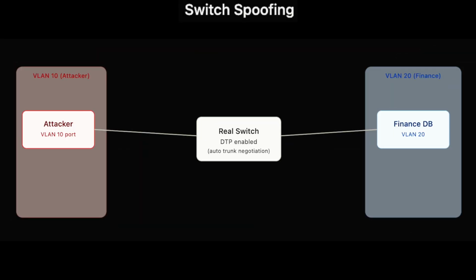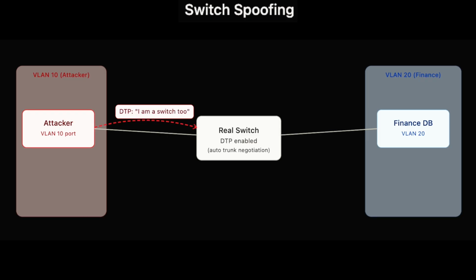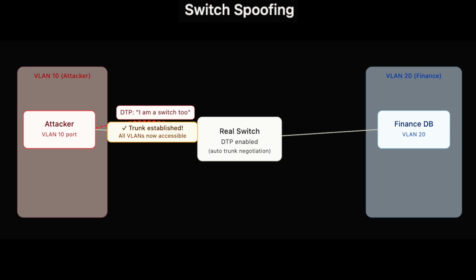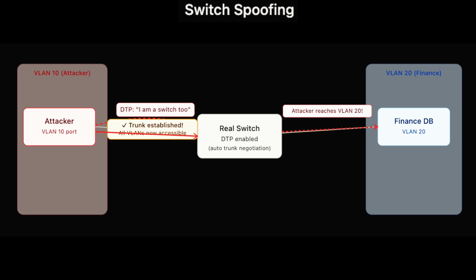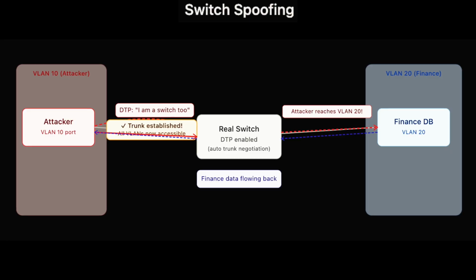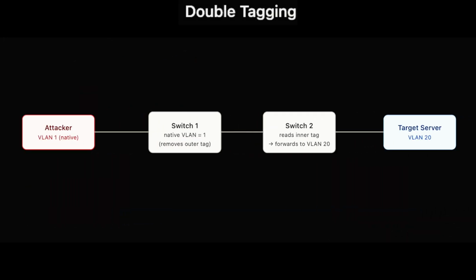The attacker's machine sends Dynamic Trunking Protocol frames pretending to be a switch. Because the real switch has automatic trunk negotiation enabled, it believes the attacker's device is a legitimate peer switch. Once the trunk is established, the attacker's port is no longer an access port, it is now a trunk carrying all VLANs. The attacker can send and receive traffic tagged for any VLAN on that switch, completely bypassing the intended segmentation. The other method is double tagging.